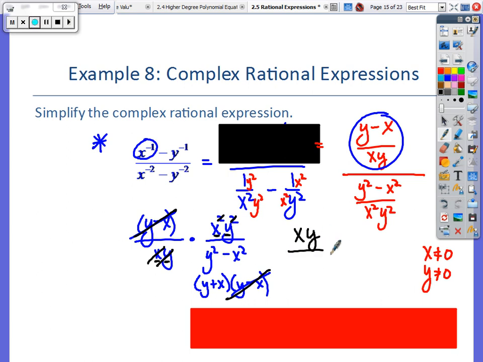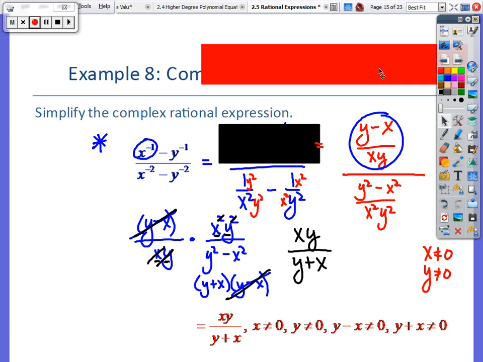So what we have is xy on the top. This is gone. All we have is y plus x on the bottom. I cannot cancel those x's or y's because guess what? Those are terms. Okay, you can only cancel factors, not terms. And we got the same answer.